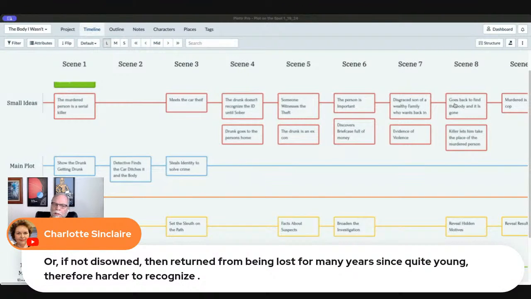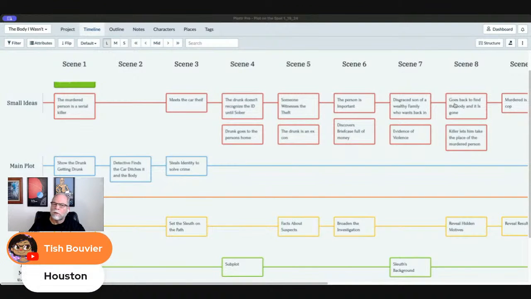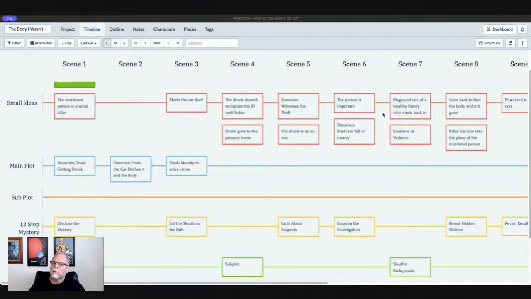If not disowned, return from being lost for many years, therefore harder to recognize. That's interesting as well. Yeah, that's long lost versus disowned. Yeah, that's interesting. Use the identity, but right, drunk, and now that he's sober, needs to hide that. That's possible, but that would complicate our plot quite a bit, right? So now we're going to change this.